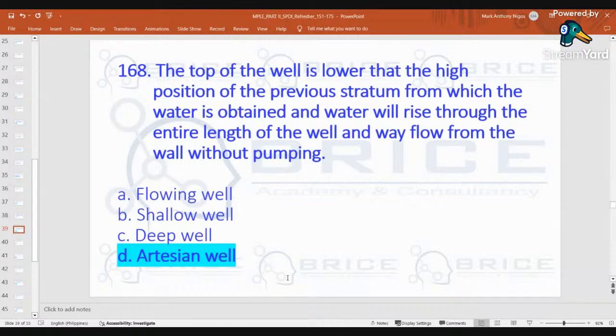The top of the well is lower than the high position of the pervious stratum from which the water is obtained, and water will rise through the entire length of the well and flow from the well without pumping. The answer is artesian well.